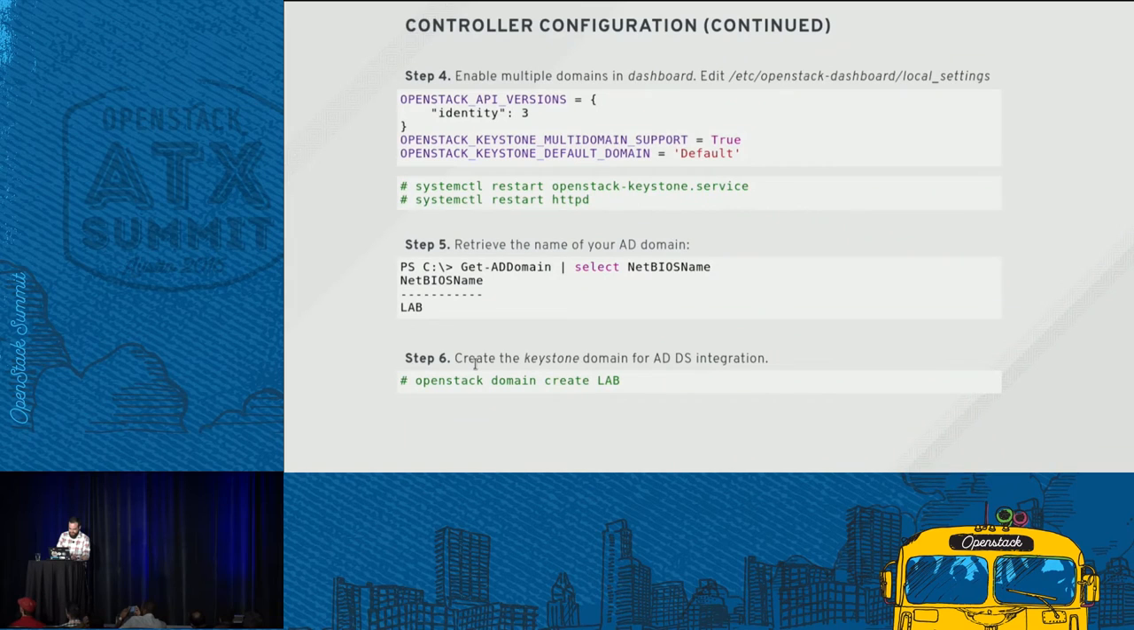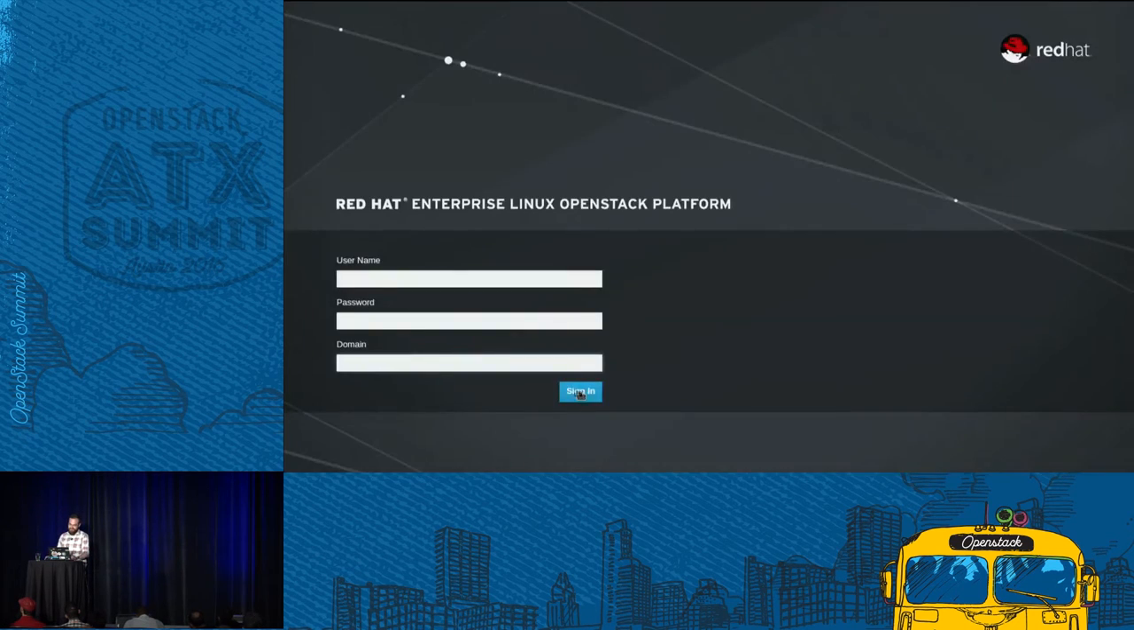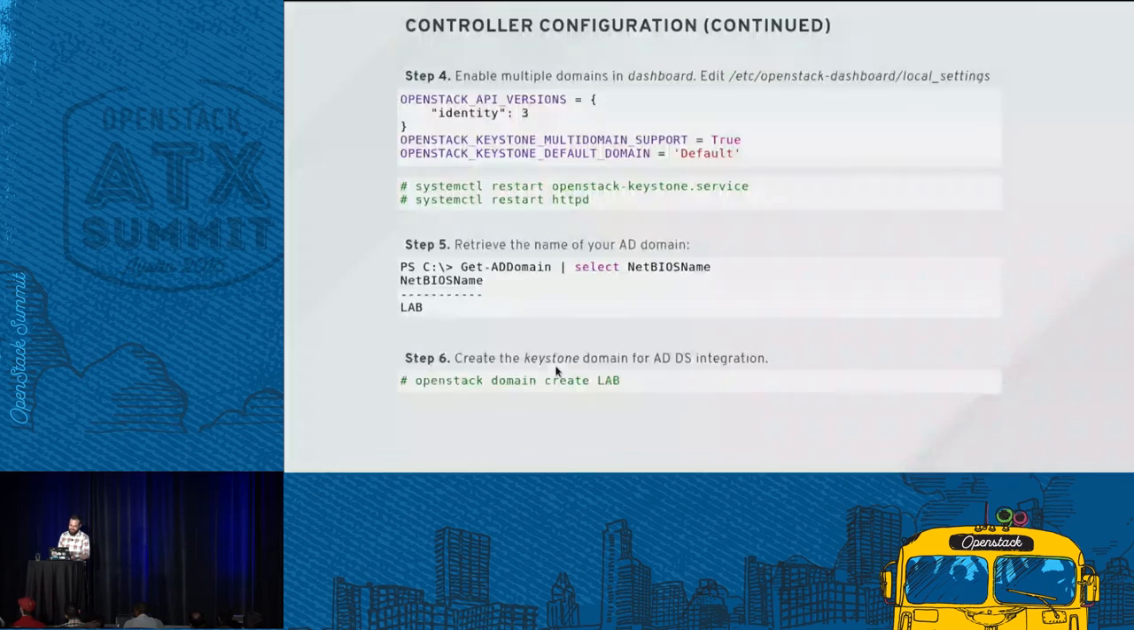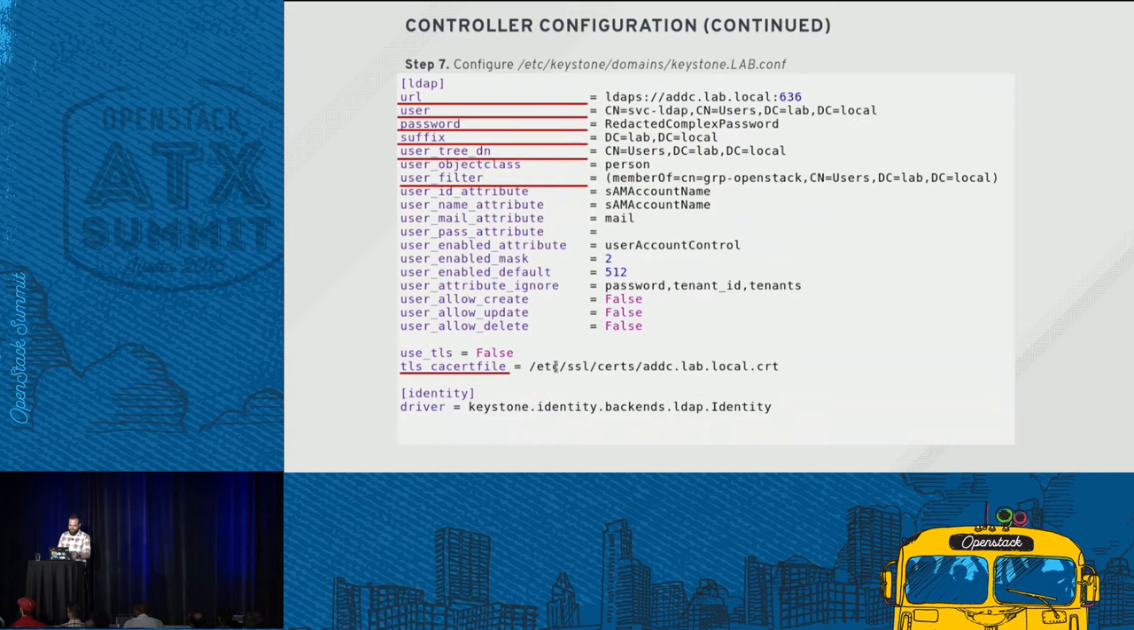And so, returning. A step for the Windows admins, if they don't already know it: they're going to need to get the NetBIOS name of their Active Directory domain. In this example, it's lab. And then you're going to create a corresponding Keystone domain, also called lab. It doesn't strictly have to match what's in the AD domain, but that's going to be the field that gets entered here. So that's going to be useful for the users to keep it consistent. Okay, so you've created that domain.